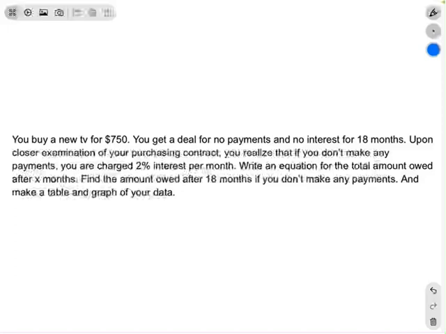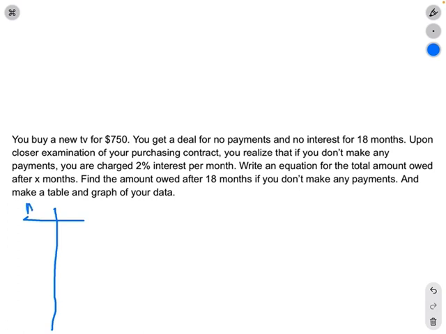So we're going to write an equation for the total amount owed after x months. We're going to find the amount owed after 18 months if you don't make any payments. We're going to make a table and graph of our data. So we'll do the table and graph first. I think I'm going to make my table this way. So this is going to be months, and this is going to be the money that's owed. Okay?